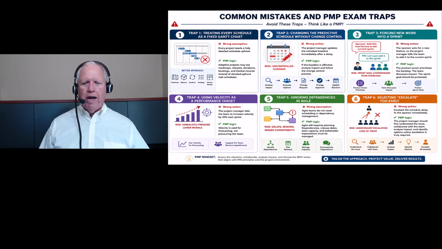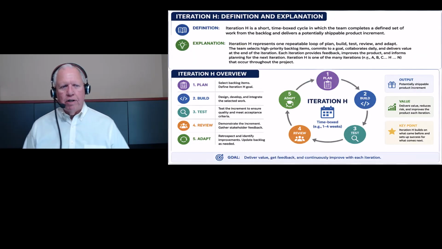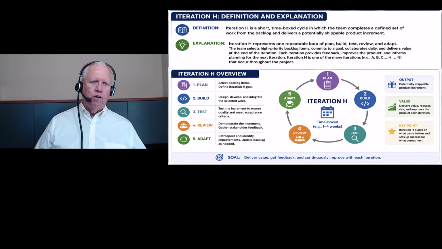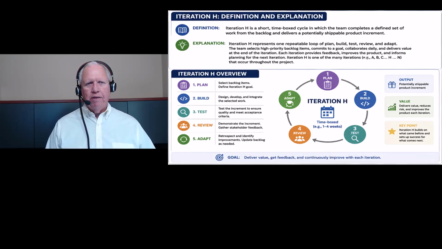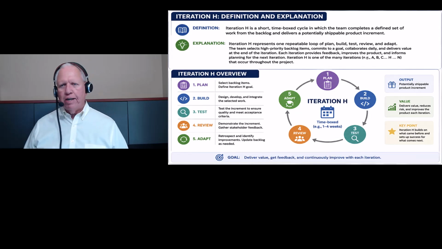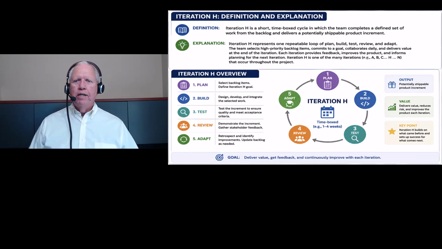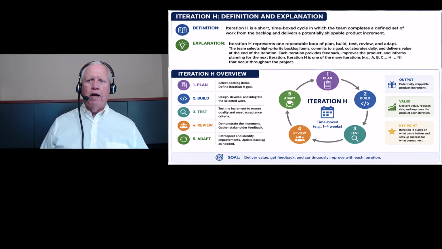You've exhausted your power before you've done that. Iteration H, this is another important piece. This is on your test, your new 2026 test. Definition of Iteration H: it's a short time-boxed cycle in which the team completes a defined set of work from the backlog, delivers a potentially shippable product increment.